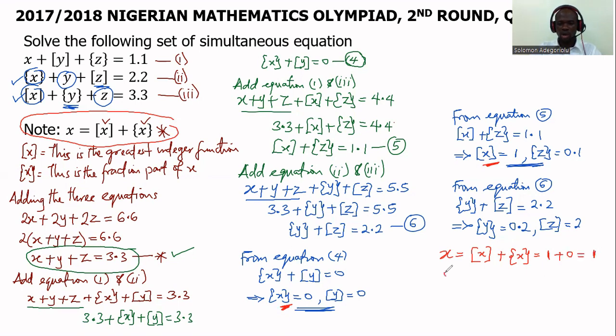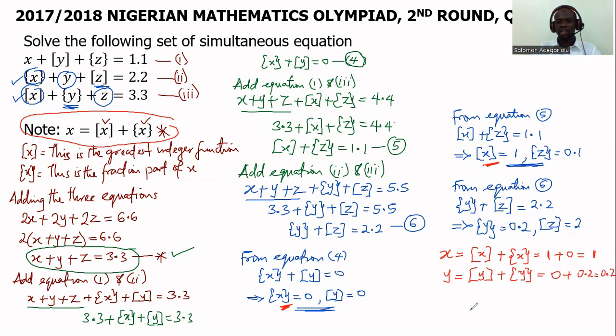Now let's go for y. Same approach for y here. What is the greatest integer of y? For y, it is 0 here. This is 0, plus the fraction part of y, which is 0.2. The addition of these two is going to give us 0.2.